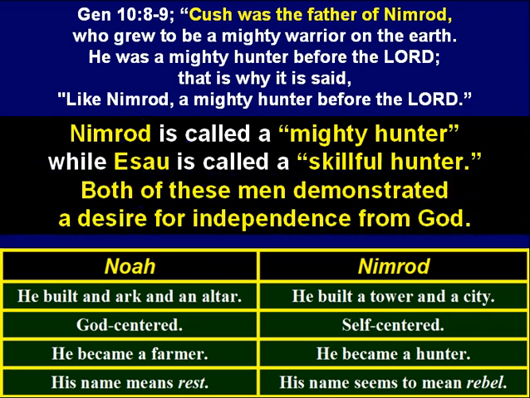Nimrod is called a mighty hunter, while Esau is called a skillful hunter. Both of these men demonstrate a desire for independence from God. Noah, he built an ark and an altar. Nimrod, he built a tower and a city. Noah, he was God-centered. Nimrod was self-centered. Noah, he became a farmer. Nimrod, he became a hunter. Noah, his name means rest. Nimrod, his name seems to mean rebel.